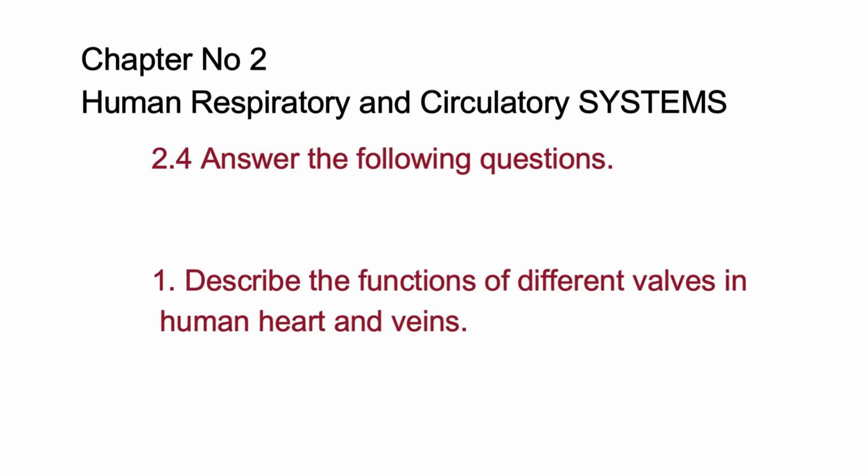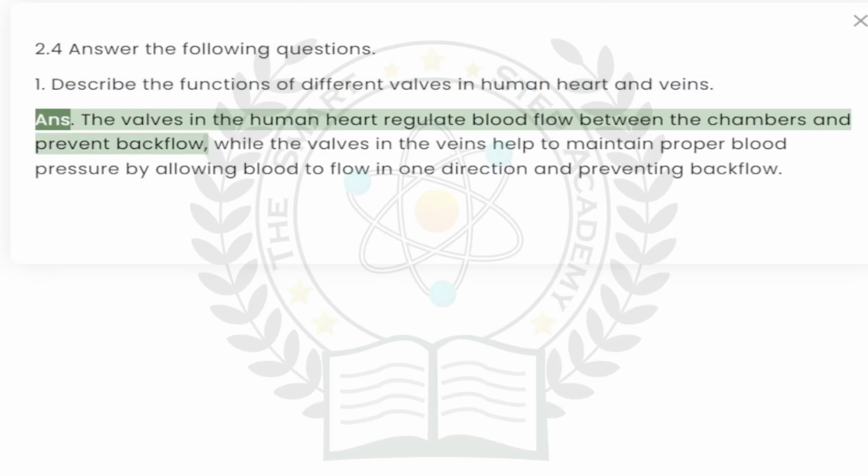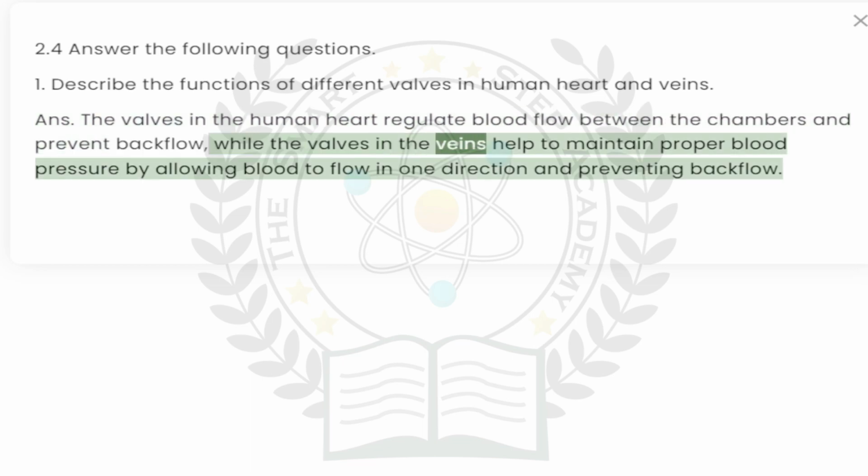2.4 Answer the following questions. 1. Describe the functions of different valves in human heart and veins. ANS. The valves in the human heart regulate blood flow between the chambers and prevent backflow, while the valves in the veins help to maintain proper blood pressure by allowing blood to flow in one direction and preventing backflow.